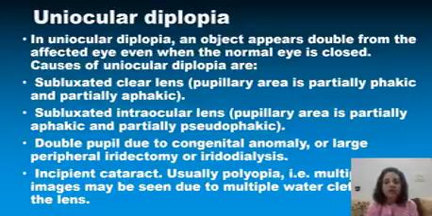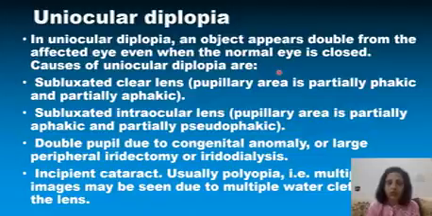Now, we'll see the causes of uniocular diplopia. In uniocular diplopia, an object appears double from the affected eye even when the normal eye is closed. What are the causes of uniocular diplopia?